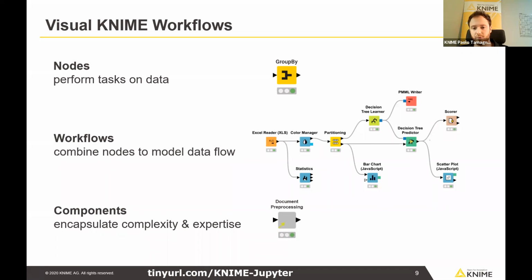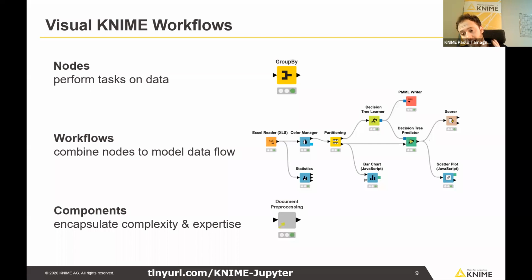So in this case, we're reading an Excel, we're coloring by row, we are partitioning between train and test set, then we have a decision tree learner, a decision tree predictor, and so on. You build your analysis like this, it's user-friendly, it's also easy to build, but also easy to share, right? You show a Jupyter Notebook to someone, it's not a given that he has an understanding of what's going on. Also, workflows can be complicated, but with all these labels and annotations, it can become quite transparent.